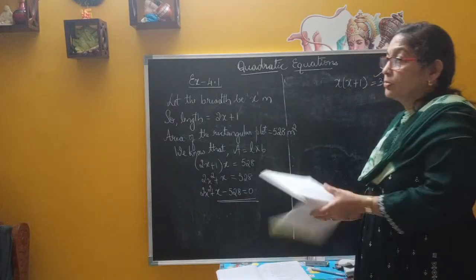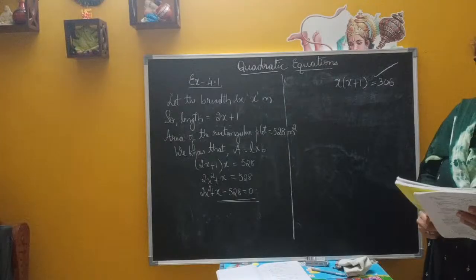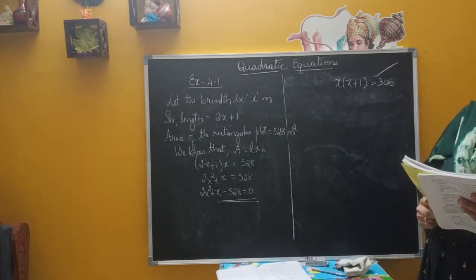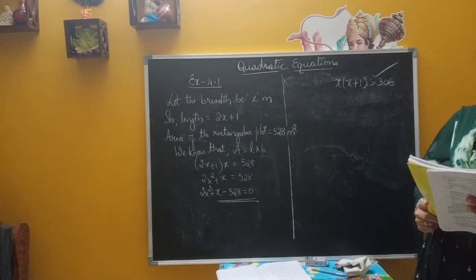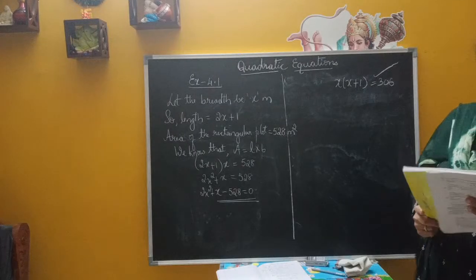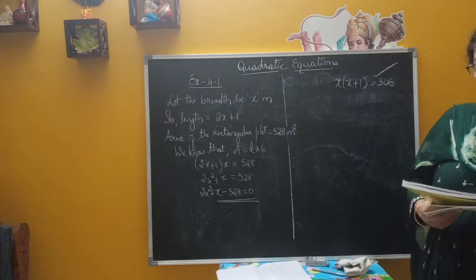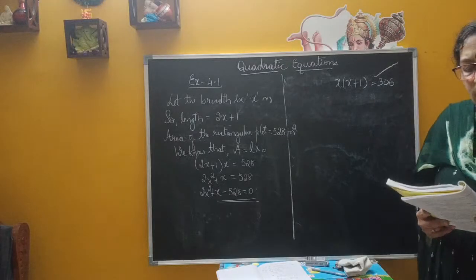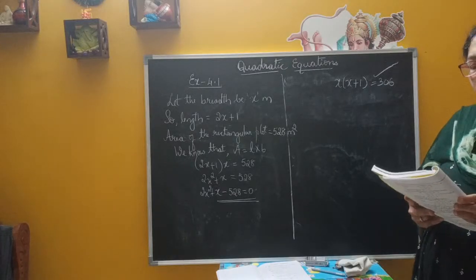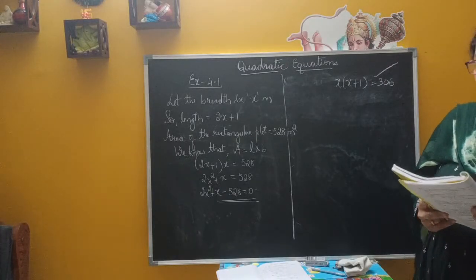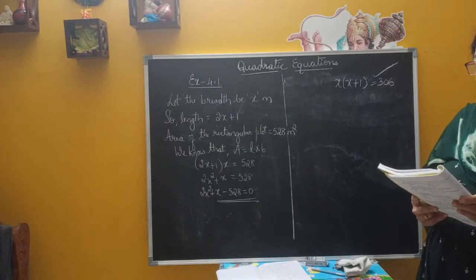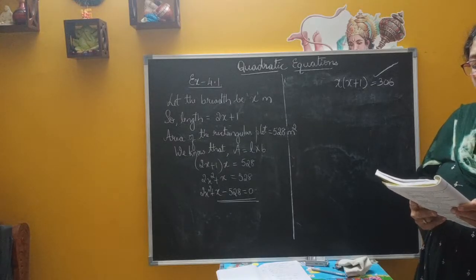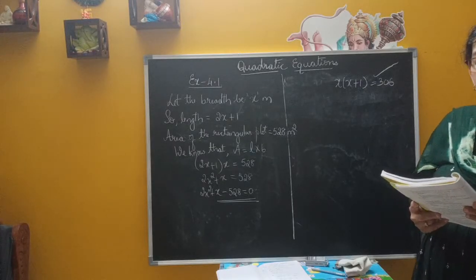Third one also. Let me explain. Rohan's mother is 26 years older than him. The product of their ages in years 3 years from now will be 360. So 3 years from now, what happens?